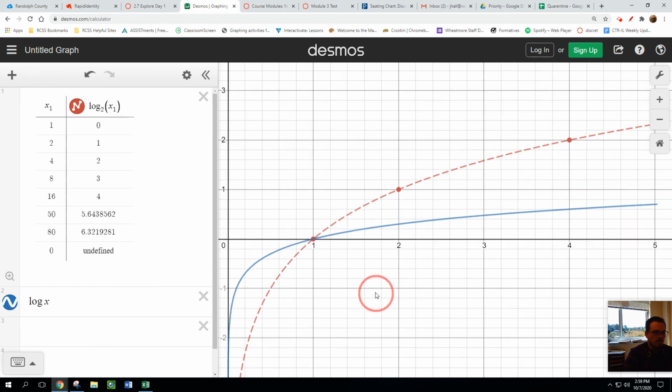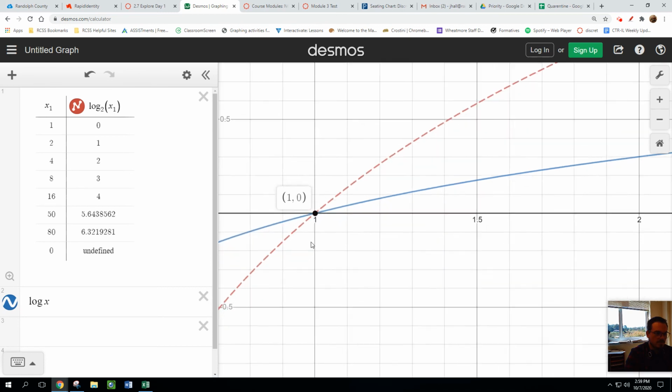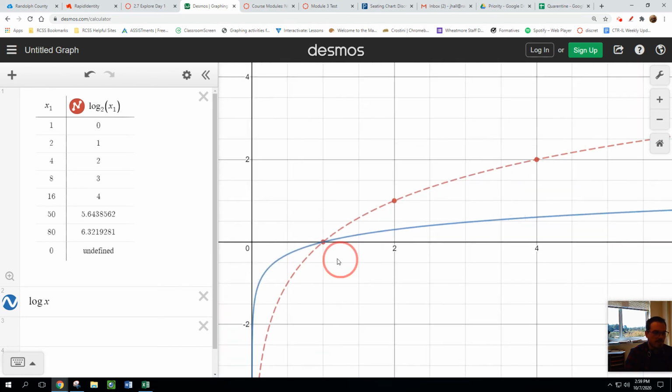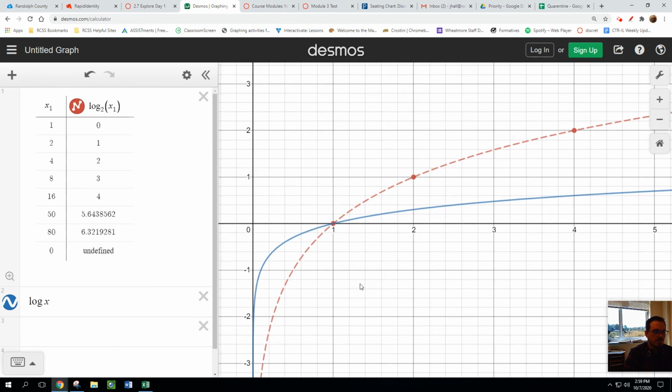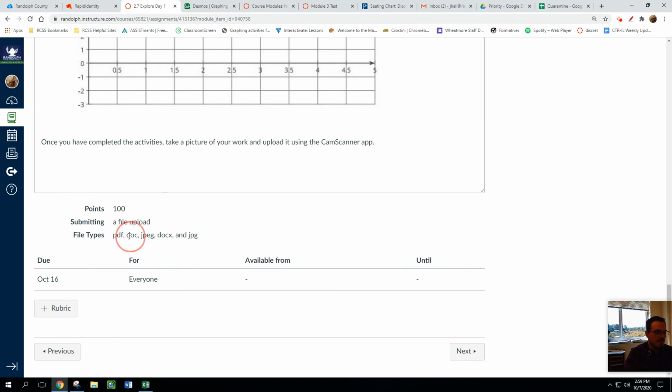Uh-oh. Did they ever cross? Well, before it looked like it didn't, but now that I've done it this way, they do look like they cross. They look like they cross there at 0, 1. Interesting. It's all about the window that you use. Very, very interesting. Okay, there you go. There's all your notes. Have it scanned in. Look at all the different ways that you can submit it. Good luck. Submit it. Get 100.